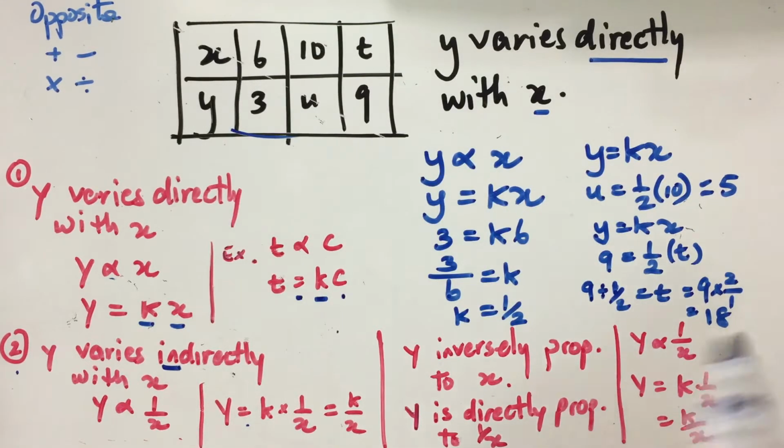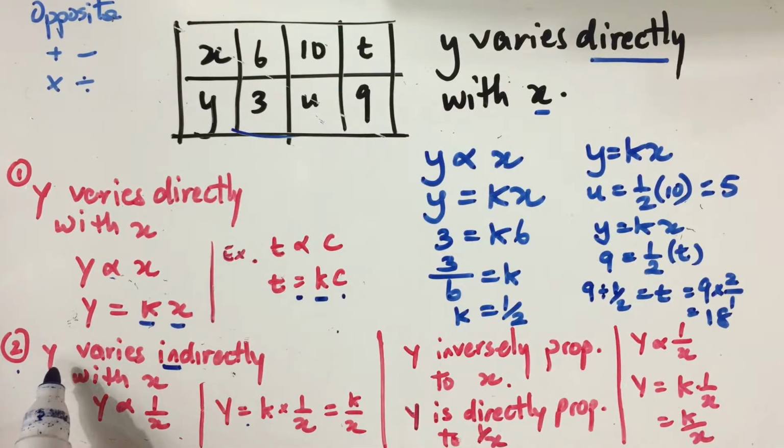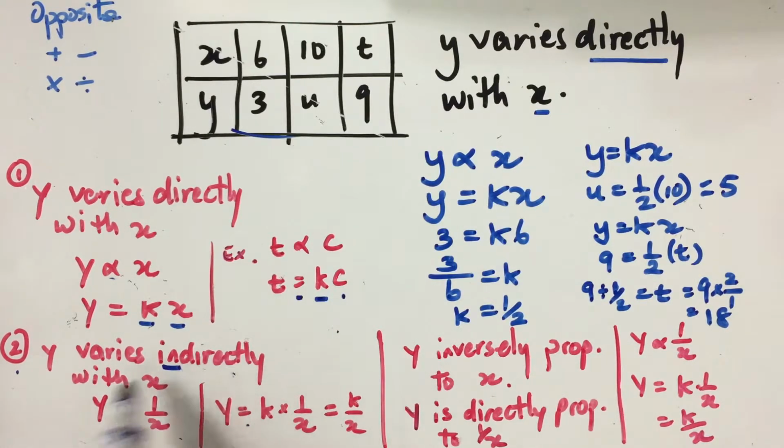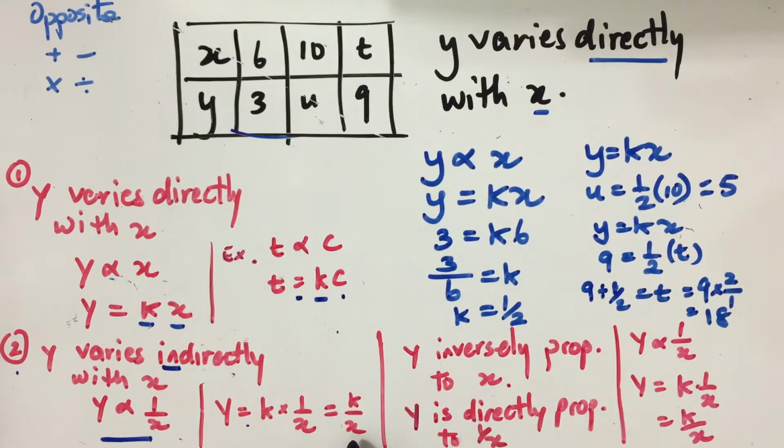Now, before I finish, if the question says that y varies indirectly with x, then y is directly proportional to the reciprocal of x, which is 1 on x. And this is the same as y is equal to some constant k times the reciprocal of x, which is k over x.